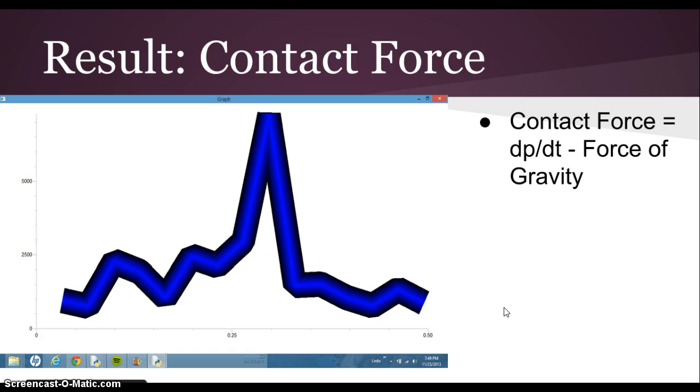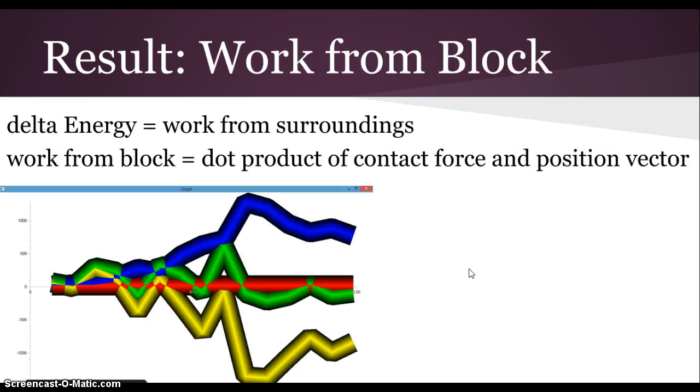And then here is a graph of the contact force, and to find the contact force, I just subtracted the force of gravity from the change in momentum over change in time. So you can see how the contact force is a little all over the place. That means that Will is actually fastest at this peak right here versus when he's leaving the block, so his dive is not very efficient.